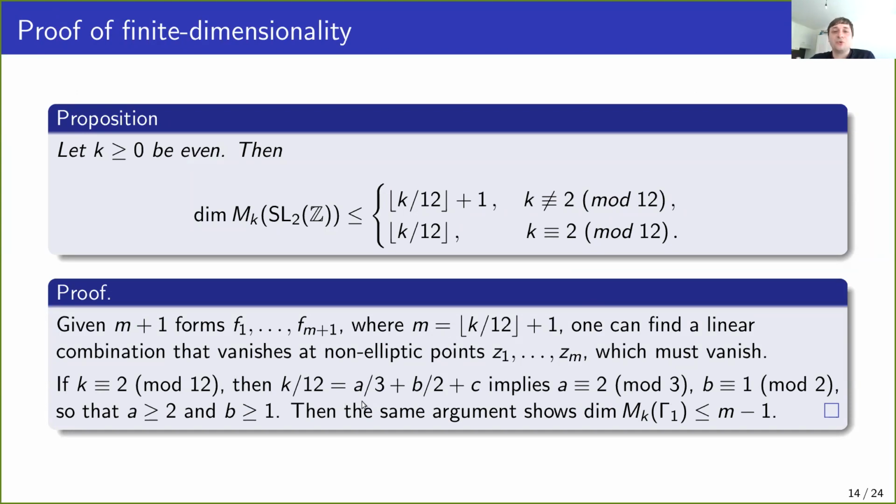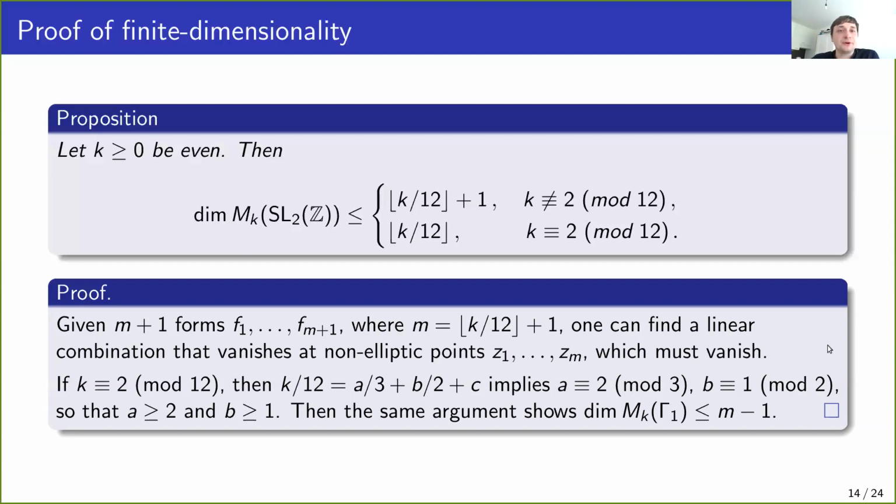So any modular form of weight congruent to 2 modulo 12 has to vanish at least twice at rho and at least once at i. And because of that, by the same argument, now you get one more. So you get one dimension. The dimension goes down by 1. Okay.